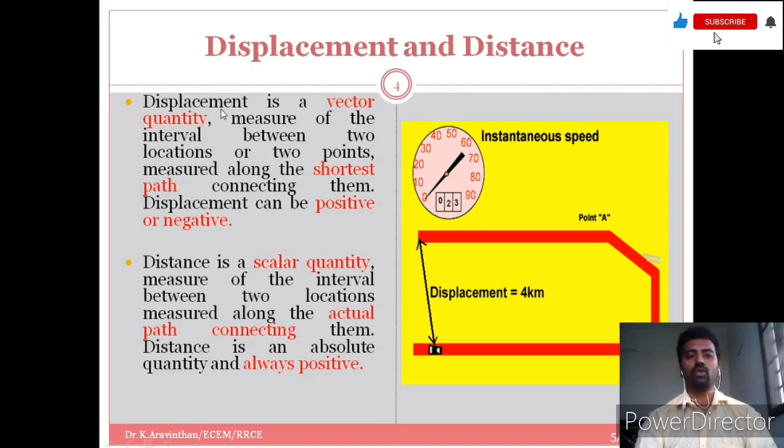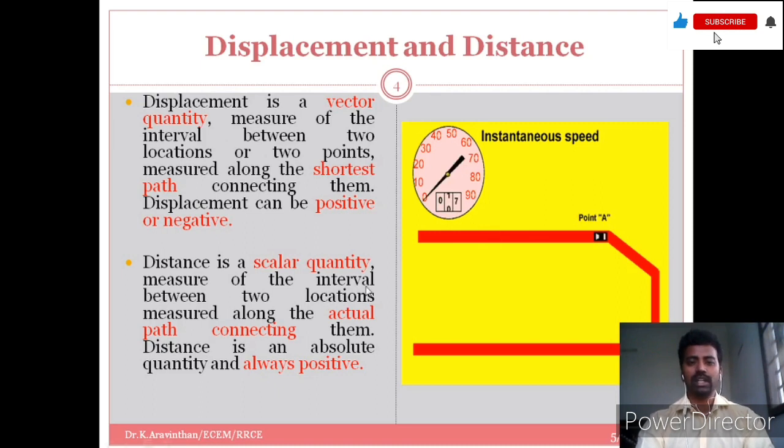It is a vector quantity and it is generally positive or negative. If you consider this as a coordinate system, and this is the origin position, if the object is displaced to the bottom, then it is negative, and if the object is displaced to the top, then it is generally assumed positive. Likewise for left and right.